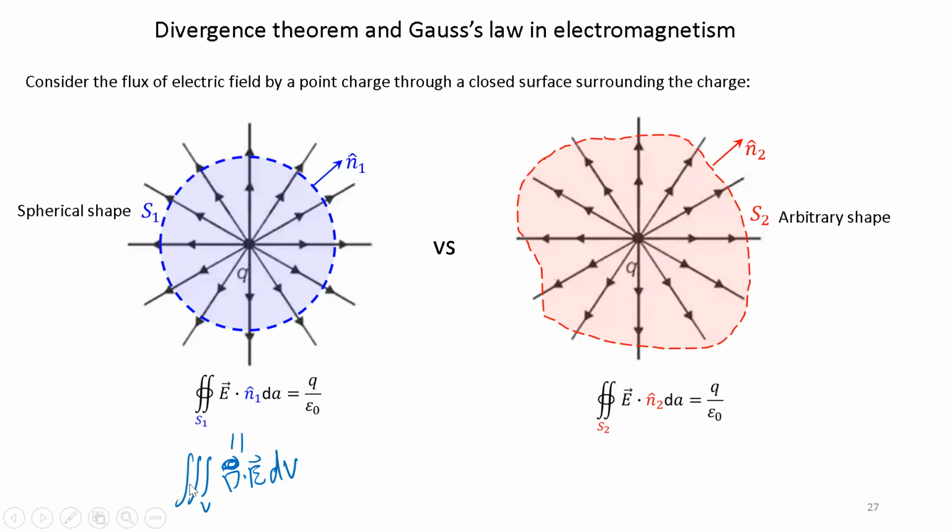we'll have this triple integral. And this triple integral still has to equal Q divided by epsilon naught. So what does that mean? When we integrate this volume integral, everywhere is 0 except at the origin, which we don't know how to deal with. And it turns out that physicists have invented this function, the so-called Dirac delta function.